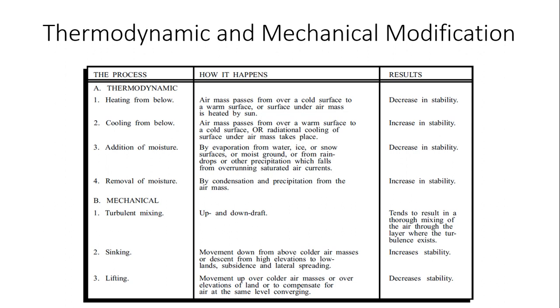If you add moisture, you decrease your stability because moist air is much lighter and wants to rise. Whereas if you dry the air mass out through removal of moisture, you're going to have an increase in stability because the air mass is going to be heavier. And again, the mechanical, turbulent mixing, the sinking air motion is going to increase stability. The lifting of the air is going to decrease the stability. So this is another great graphic just to show you how the air mass modifies.